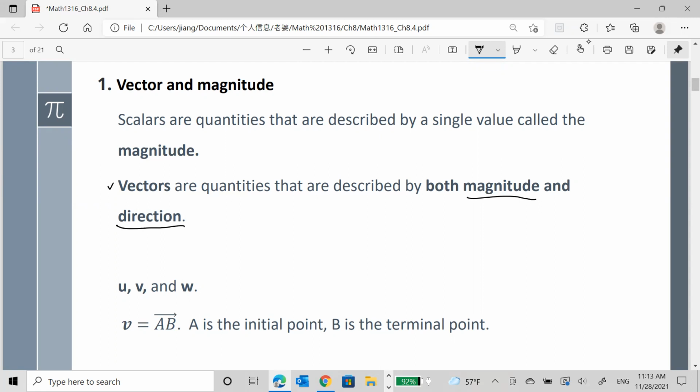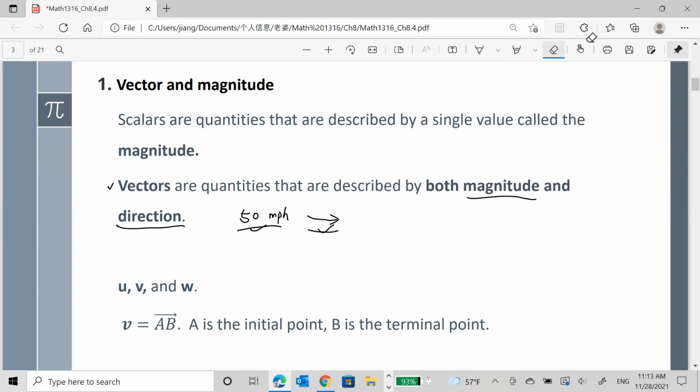Velocity is one example. For example, the velocity has two parts. One part is the speed. For example, I have 50 miles per hour. This is the magnitude part. And then I say I'm going to the east. So these two parts are satisfied. That means this one is a vector. The velocity is a vector. It has the magnitude part and also the direction part.